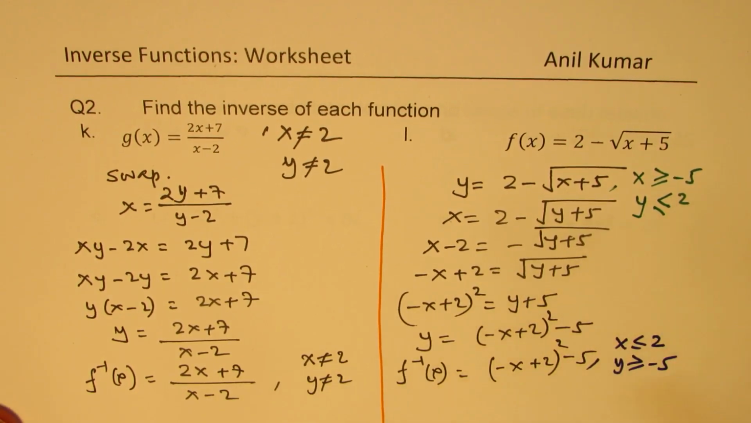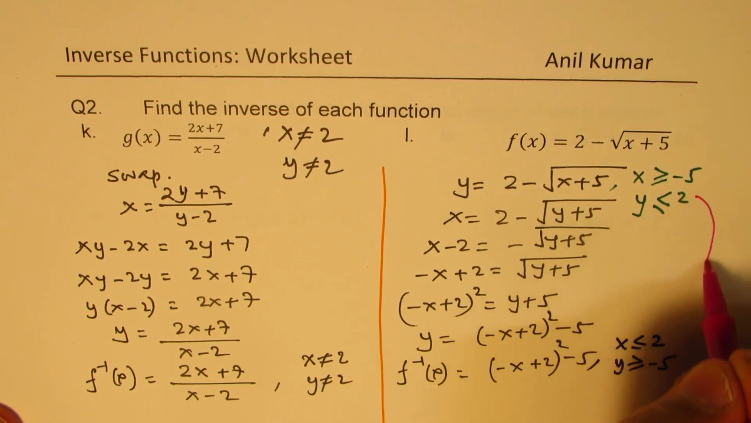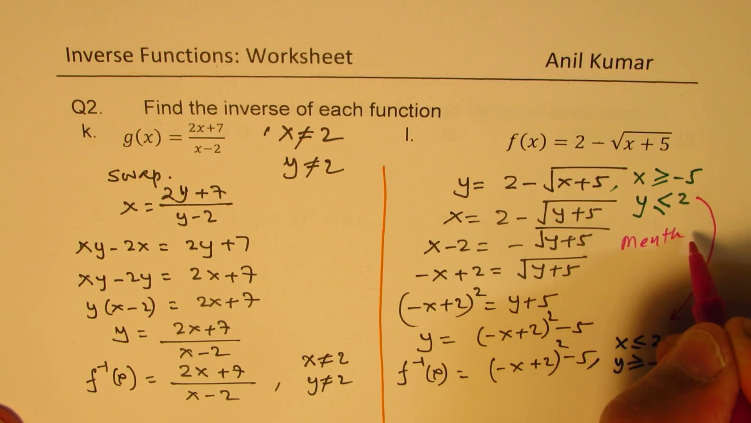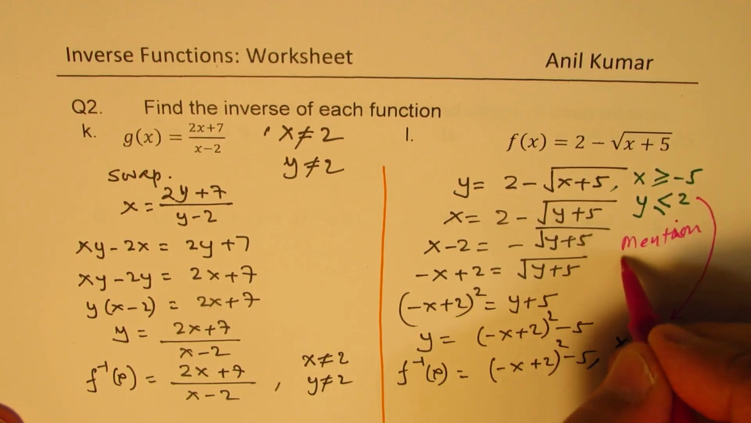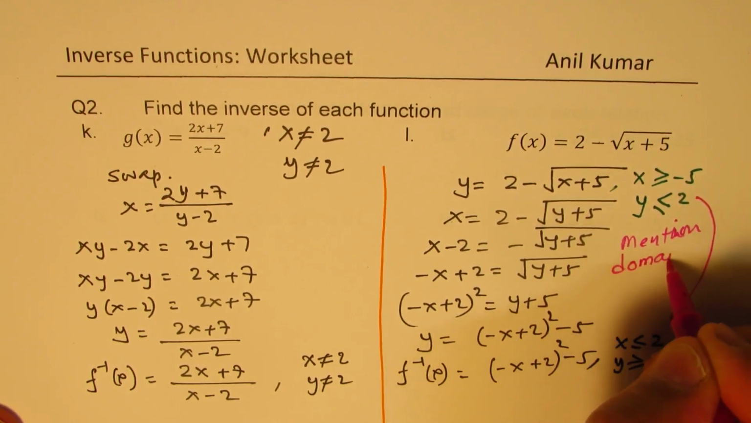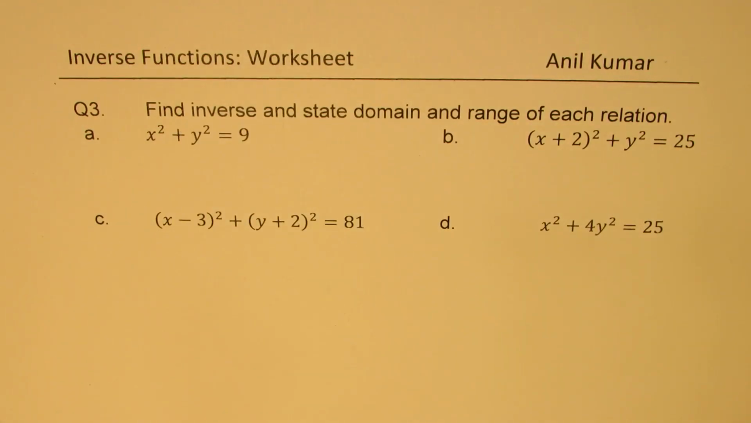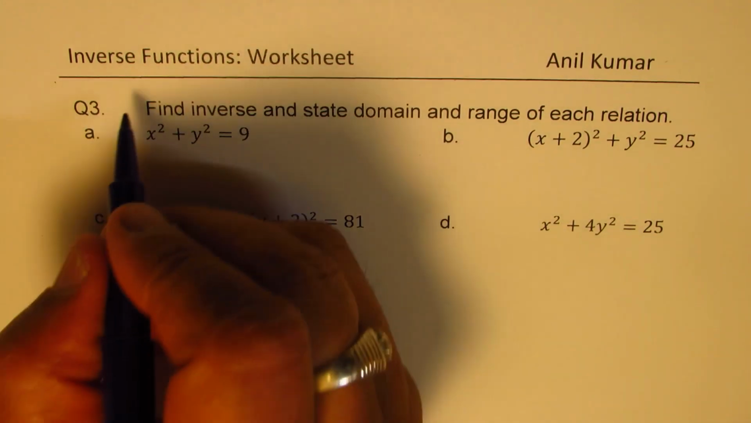Is that clear? So note, you need to swap, so you have to mention domain and range, even if it is not required, since there is a restriction. Is that clear to you, right? Okay. Question number 3. So we have 4 parts, and these ones are not functions. So these are not functions.